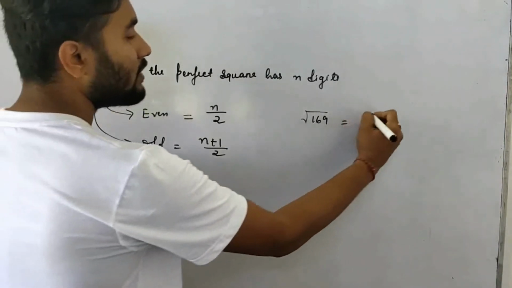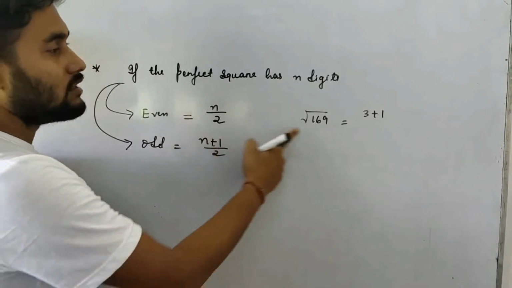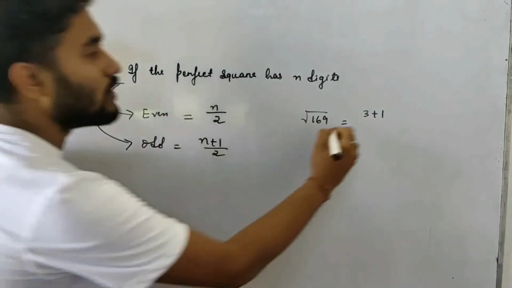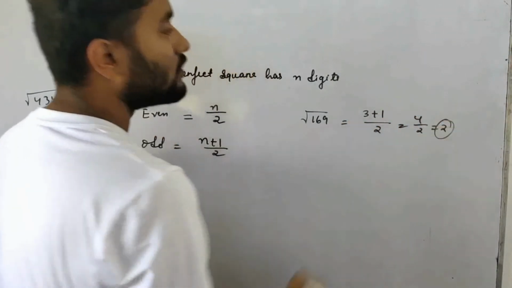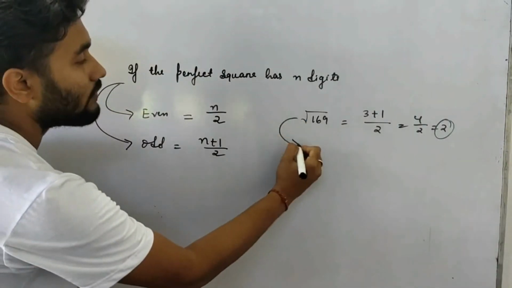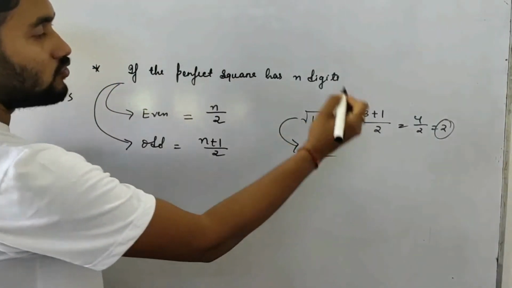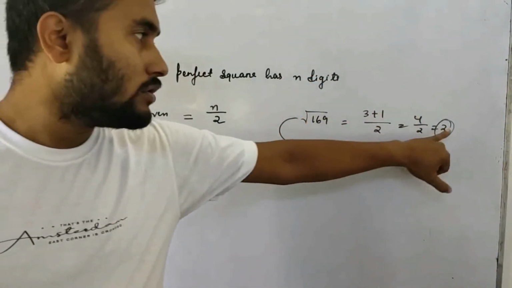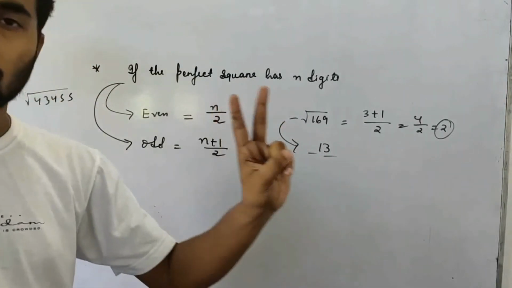How many digits will be there? n plus 1 by 2, where n is the number of digits: 1, 2, 3. 3, odd. So odd formula: 3 plus 1 by 2, that is 4 by 2, that is 2. So 2 digits will be there. You see, root over 169 is how much? 13. How many digits are there? 1 and 3, total 2 digits.